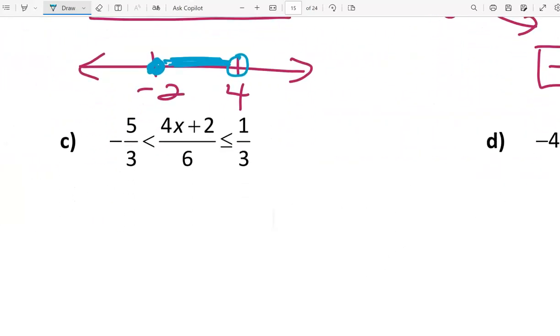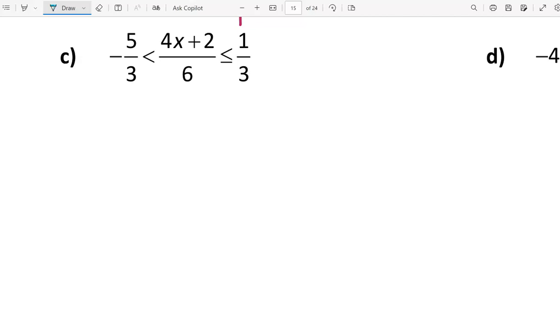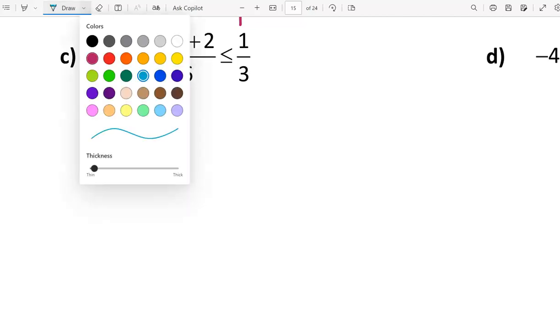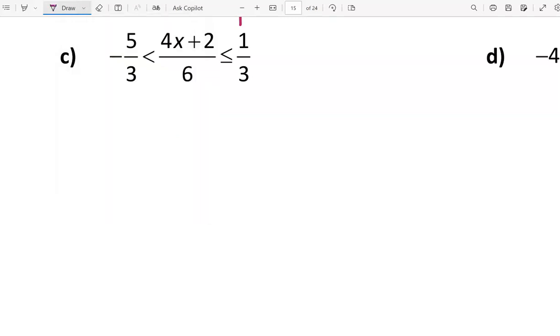All right, let's check out C. For C, we're going to multiply through by 6, the least common denominator. And so 6 times 5/3, the easy way to do that is just take the 6, divide by the denominator, and then multiply by the numerator. So 6 divided by 3 is 2, times -5 is -10. When we multiply through by 6 in the middle, it undoes the divide by 6, and then 1/3 times 6 is 2.